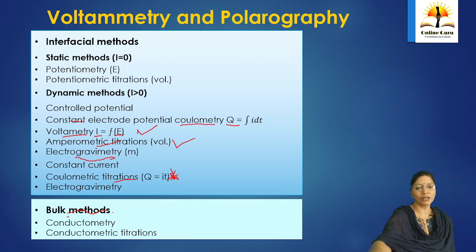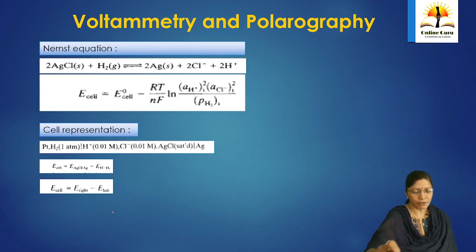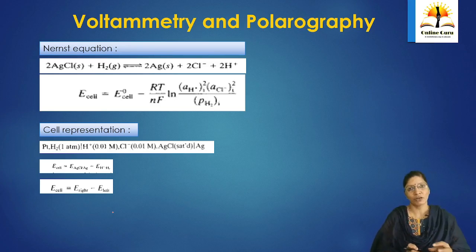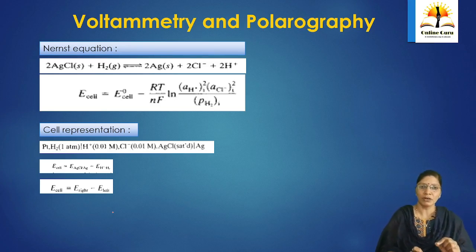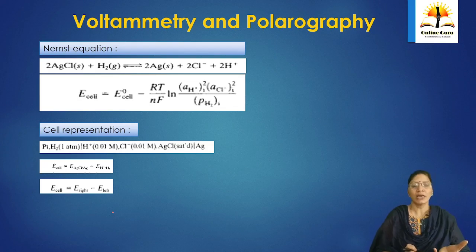Today we are going to learn about polarography. Before starting with polarography, let me revise the basic requirements for electrochemistry. What do we require for electrochemistry? An electrolyte solution and two electrodes. One will behave as cathode and another as anode. This makes a complete cell.